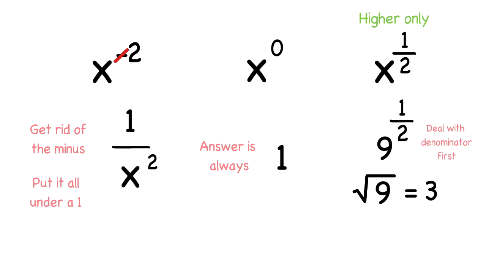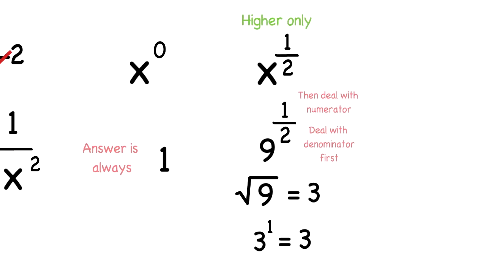Once I've got the answer, I can deal with my numerator. The number on top of the fraction is the power to which we're going to put our answer. My answer was 3, because I was looking for the square root of 9. Now I'm going to put that 3 to the power of 1, because I've got a 1 on top of my fraction. 3 to the power of 1 is 3, and that's my answer.